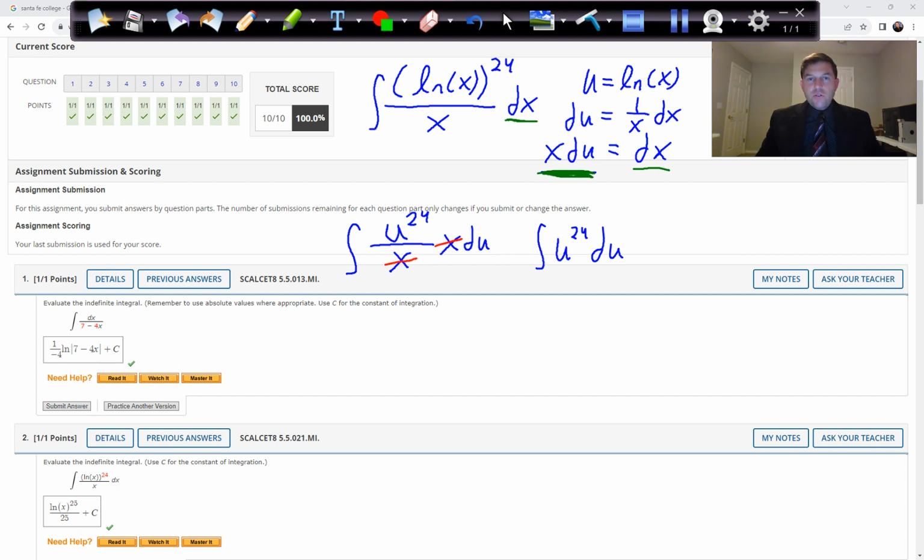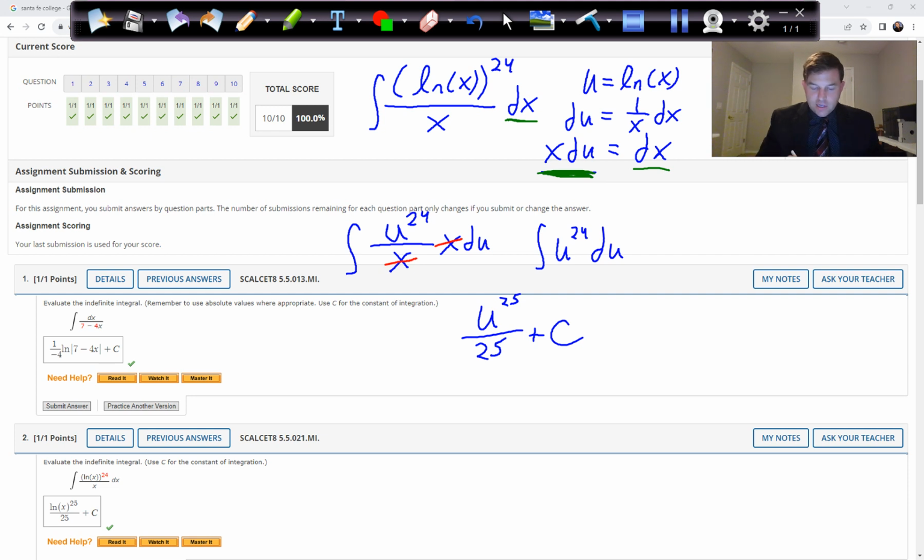Only when I have it in terms of one letter can I now perform the integral. So everything's written as a u, so now we can do the integral. The integral of u to the 24th is just u to the 25th over 25, so that's our power rule. Add 1 to the power, divide by the same number. Because it's an indefinite integral, we have to add c to that.